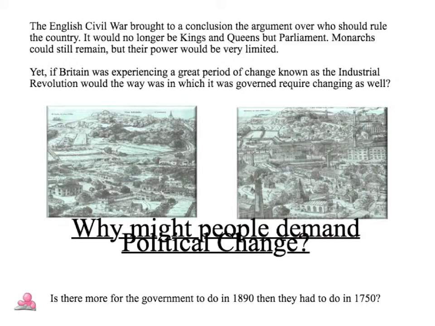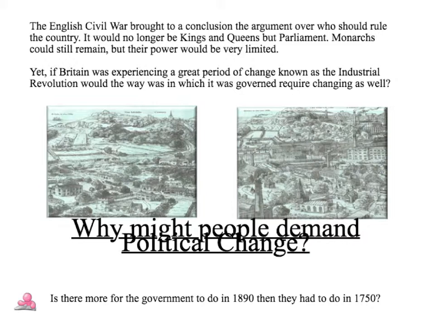So, if the English Civil War brought to a conclusion the argument over who should rule the country, it would no longer be kings and queens, but Parliament. Monarchs would still remain, but their power would be very limited, as the Queen's is today. Yet if Britain was experiencing a great period of change in every other respect, known as the Industrial Revolution, isn't it inevitable that the way in which Britain would require governing would change as well?